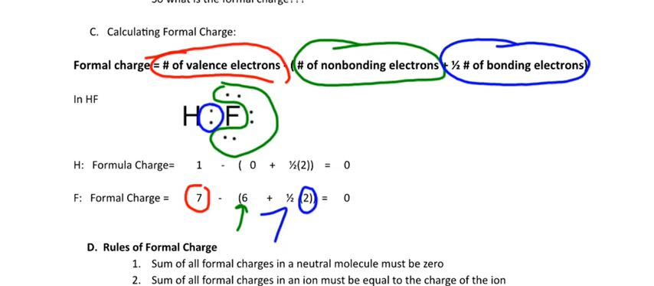Okay, and what does this tell you? If both atoms are 0, it's probably the most ideal structure you can make. That's really what that kind of means.